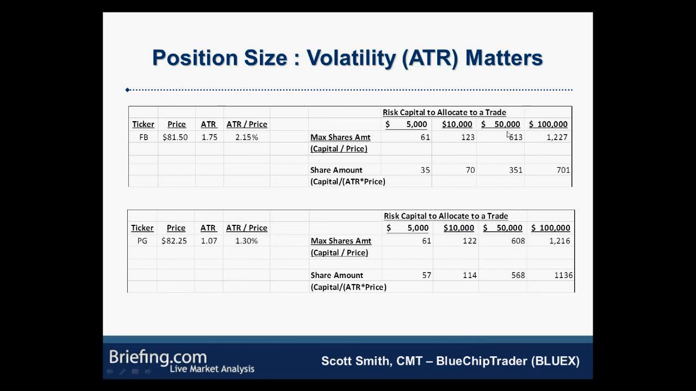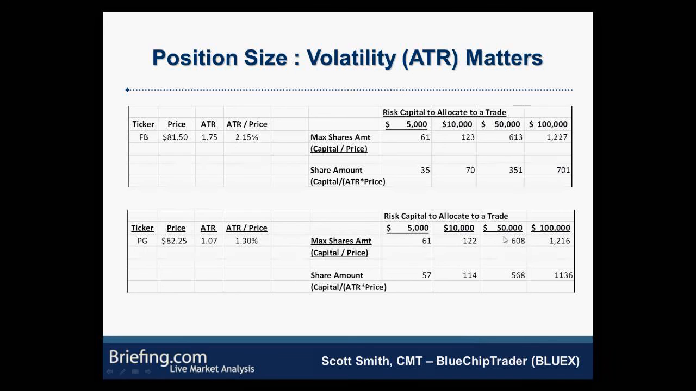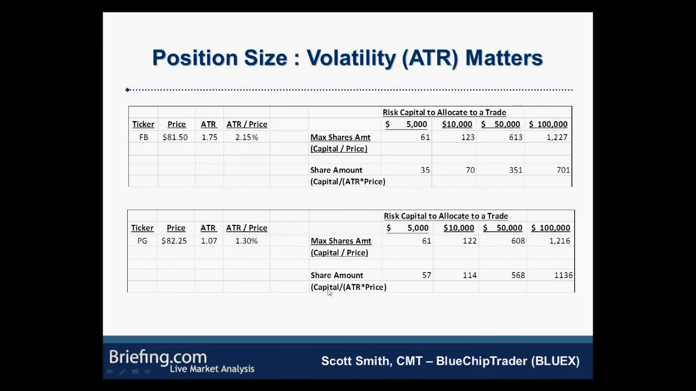The proper way to do it, or at least the way that I do it, is to take your $50,000 divided by the ATR times the price. So for something like Facebook, I should only be trading around 350 shares, whereas since the volatility is lower on Procter & Gamble, for a $50,000 account, I'll take that 50,000 divided by ATR times price, and it would tell me that I should be trading around 568 shares. Compared to 350, you're looking at almost double that amount.